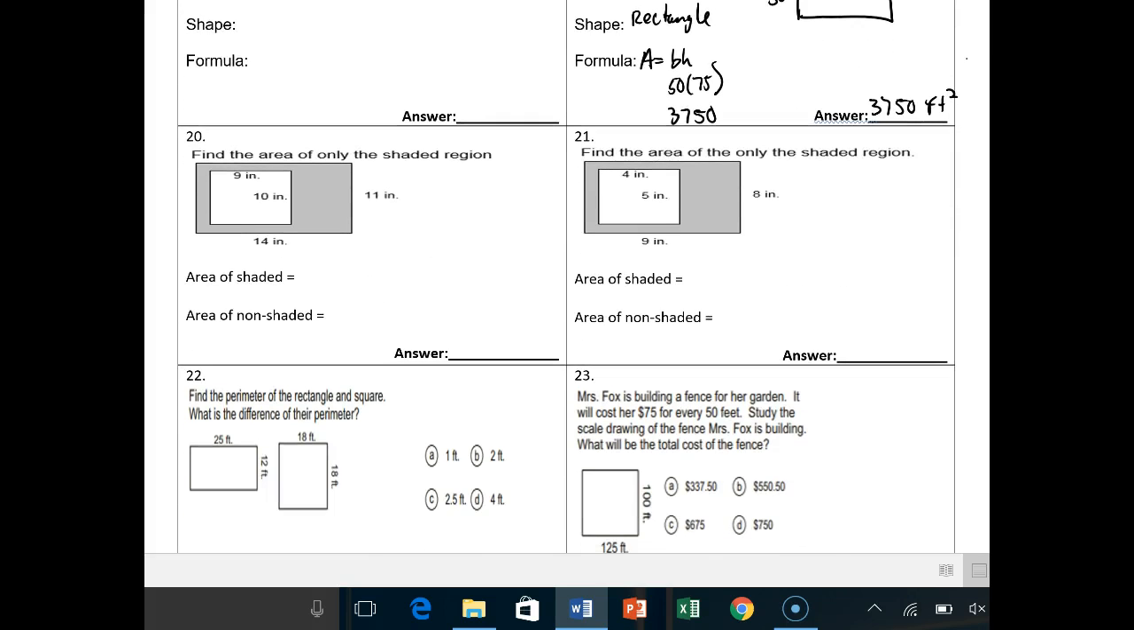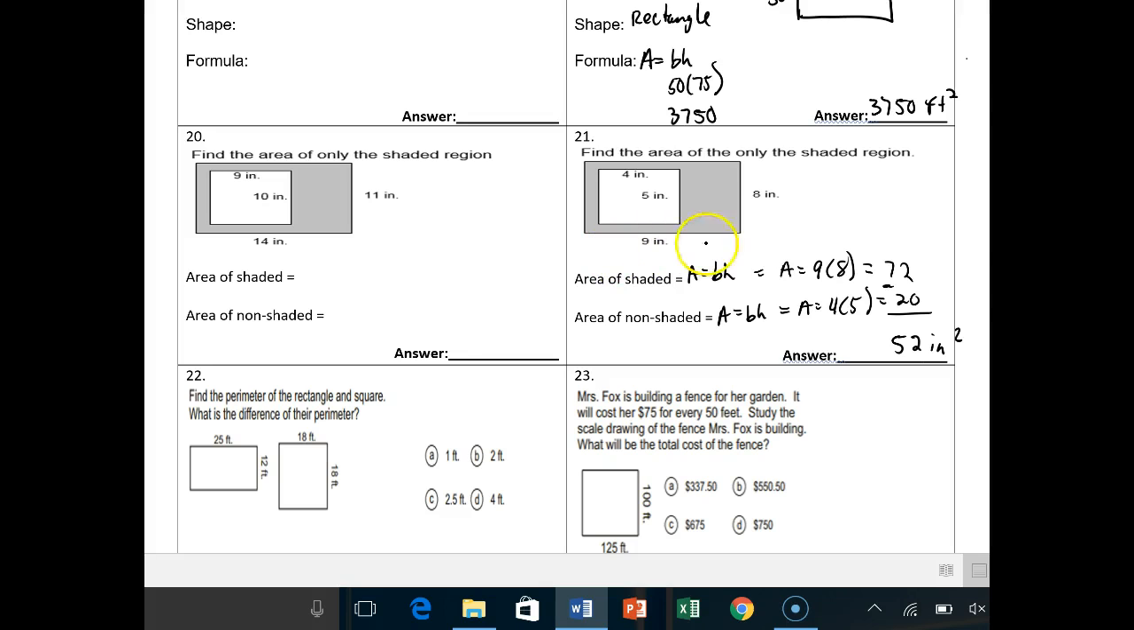All right, and number 21 is kind of tricky, but what you want to do is first find the area of the shaded region. So A is equal to base times height. We're working with a rectangle, so in this case, A is equal to 9 times 8, which is 72. Now find the area of the non-shaded region, which is this white part right here. So again, it's a rectangle, so area is equal to base times height, or in this case, area is equal to 4 times 5, which is 20. And then basically, I take this whole thing, but then subtract out that white part. So just subtract those two, and you're going to get your answer of 52 inches squared.